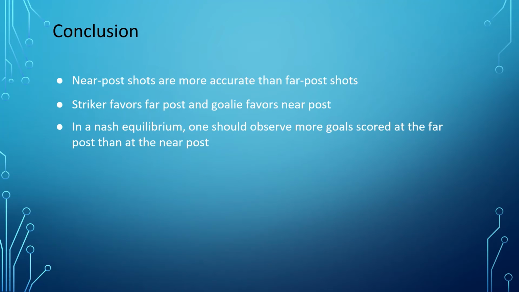Overall, the author's testing and analysis can be organized into 3 main findings. Knowing that near post shots are more accurate than far post shots, a goalie will typically favor the near post while the striker favors a far post shot. From here, which was proved via the goals scored in the Italian Serie A season, in Nash equilibrium, one should observe more goals scored at the far post than at the near post.